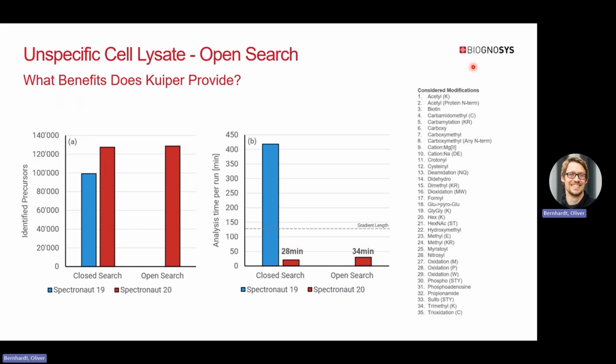And considering that we have about 35 different common sample prep and biological modifications that we added to our search space, the ability to do an unspecific open modification search is something that, in my opinion, really opens a lot of cool new experimental designs that you can now investigate.